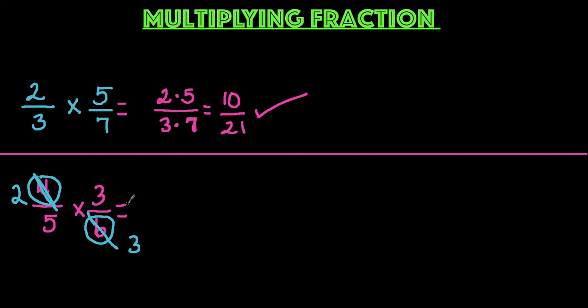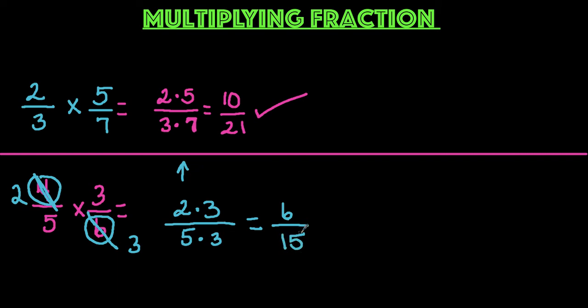So now I'm going to multiply and set it up just like I did here. 2 times 3 and 5 times 3. Hey, look at that, both being multiplied by 3. So now 2 times 3 is 6 and 5 times 3 is 15.